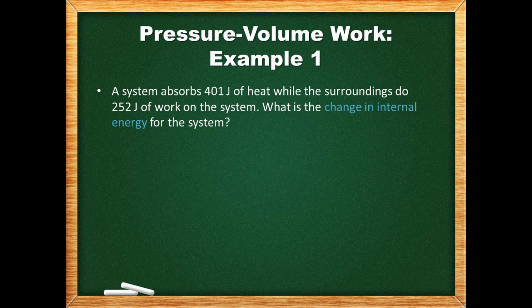In this first example, a system absorbs 401 joules of heat, while the surroundings do 252 joules of work on the system.